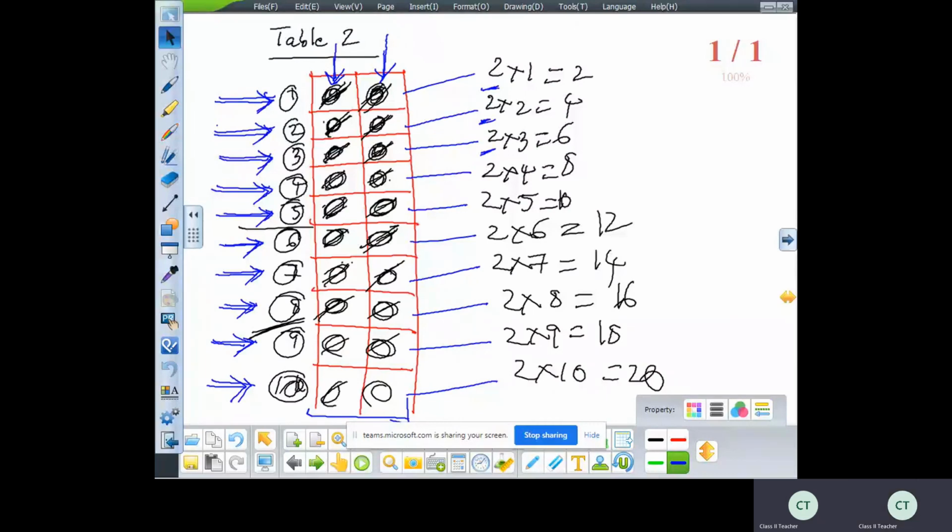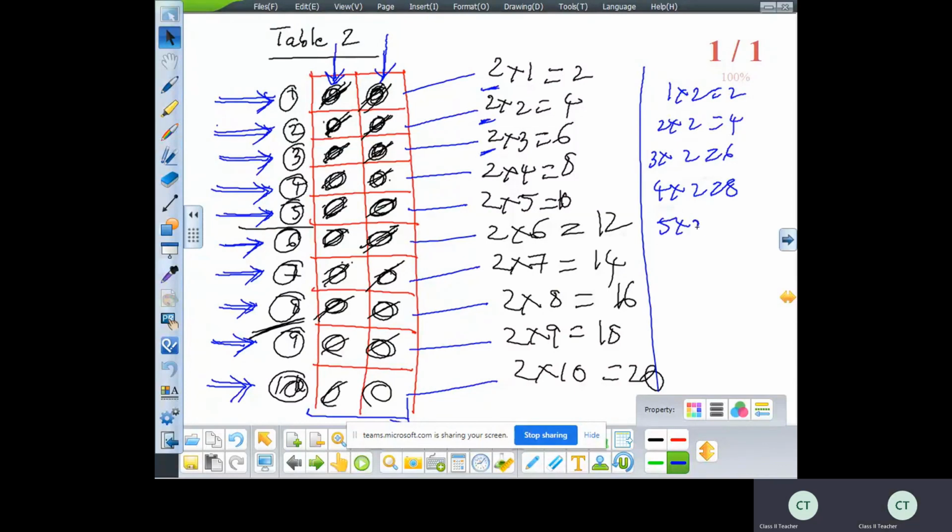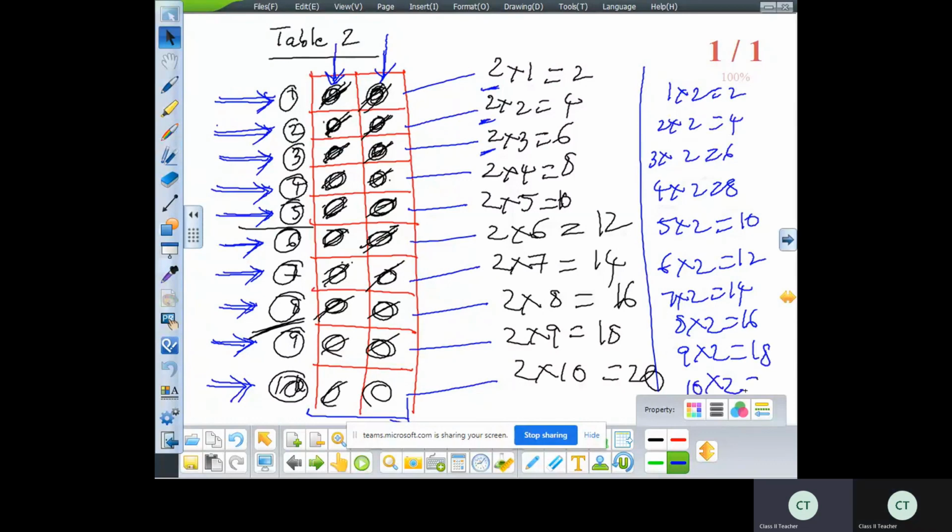Or, 1 two is 2. 2 twos are 4. 3 twos are 6. 4 twos are 8. 5 twos are 10. 6 twos are 12. 7 twos are 14. 8 twos are 16. 9 twos are 18. 10 twos are 20. Okay, children, this is table 2.